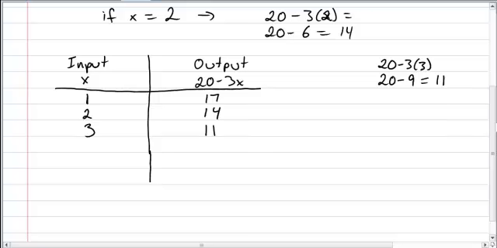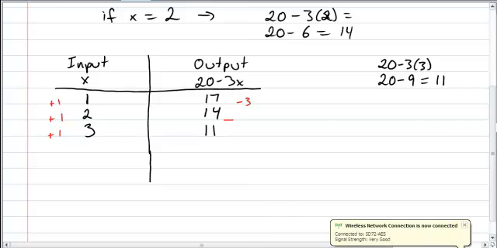On this side, I'm adding 1 each time to my input. If I'm adding 1 here, what's happening? 17 to 14, I'm subtracting 3. 14 to 11, I'm subtracting 3. So if I add 1 more to this side, 4, then I should be able to subtract 3 from 11 and get 8. So now I'm looking for the relationship here, right? Add 1, subtract 3.